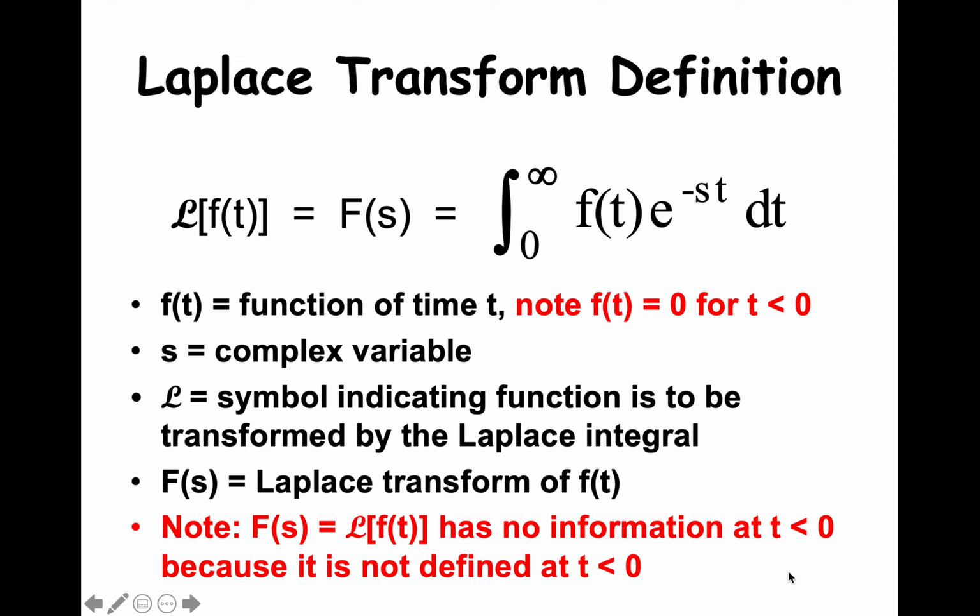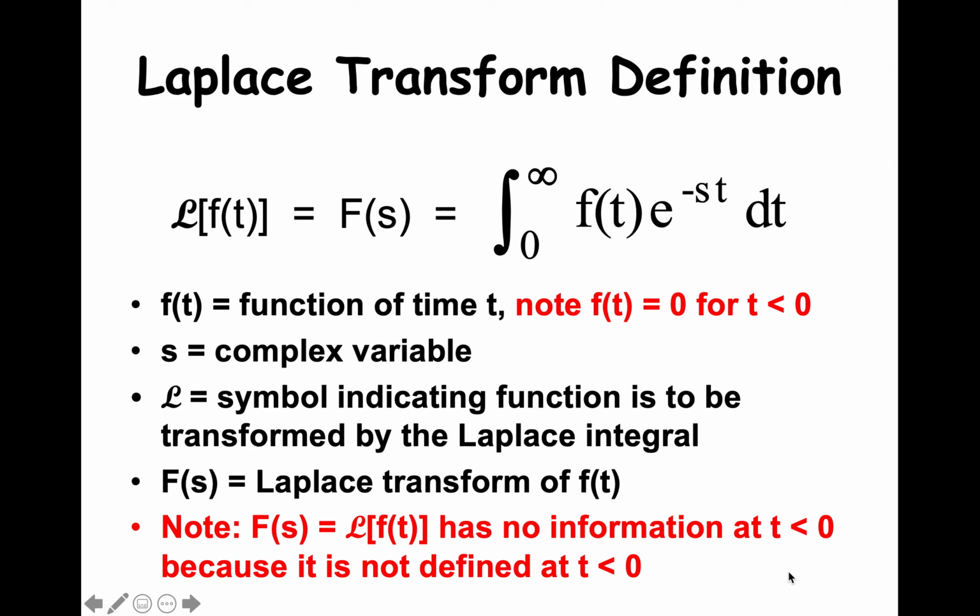Later in the semester, we sometimes have to rewrite the equation if f(t) does not equal 0 at time less than 0. The script L is the notation used to indicate that we are taking the Laplace transform of the time domain expression f(t). We will use the capital F of s to represent the Laplace transform of f(t) in the Laplace domain, which is the frequency domain. The small s represents a complex variable in the Laplace domain.